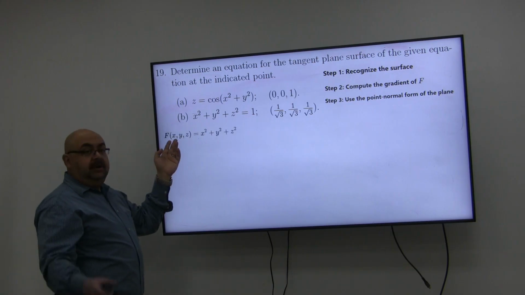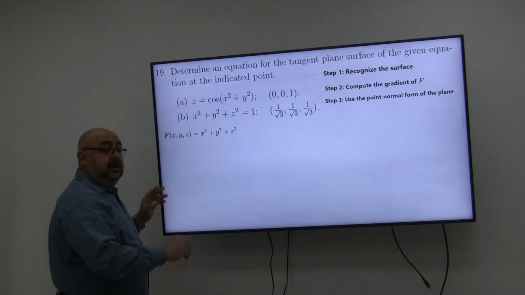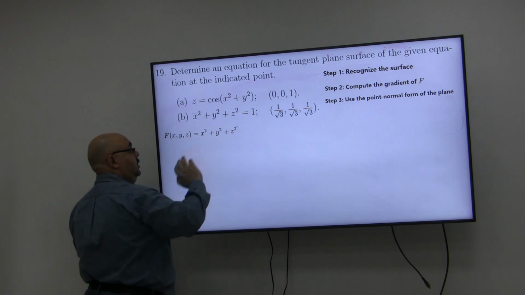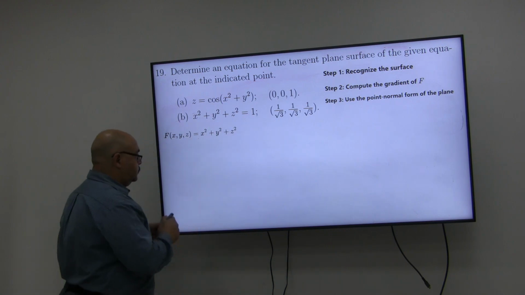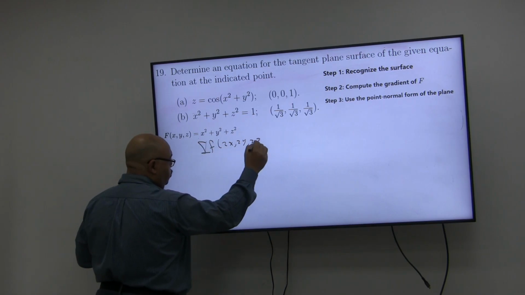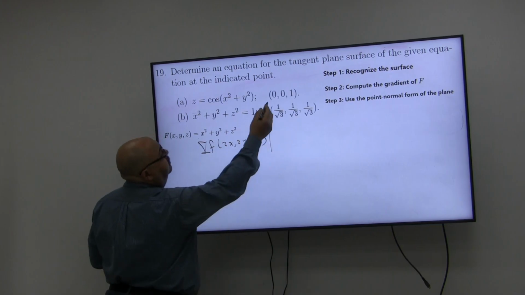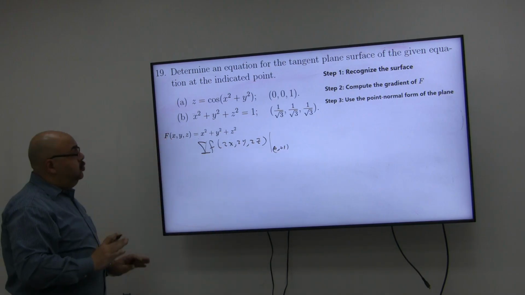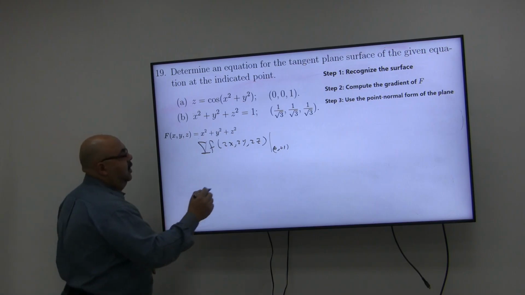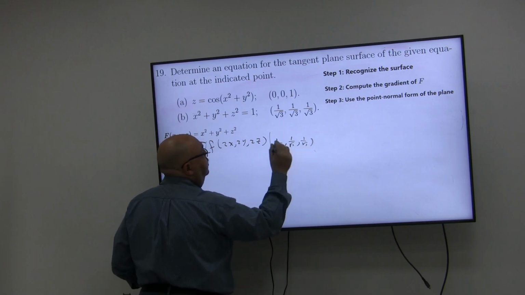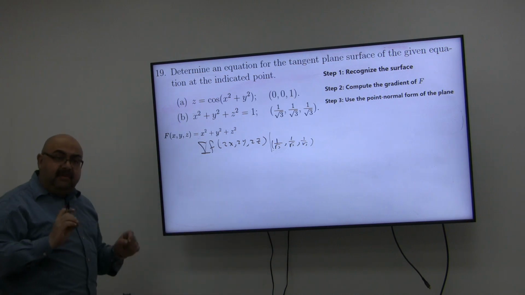So this is the function, get the gradient vector. How to get the gradient vector? Differentiate with respect to x, differentiate with respect to y, differentiate with respect to z. That's the gradient vector, which is going to be simply 2 over x, 2 over y, 2 over z. Then I will substitute by the point, which is 0, 0, and 1. Now I have a normal vector. After doing this, I will replace by 1 over root 3, 1 over root 3, and 1 over root 3. Make the substitution, okay? Now I have the normal vector.